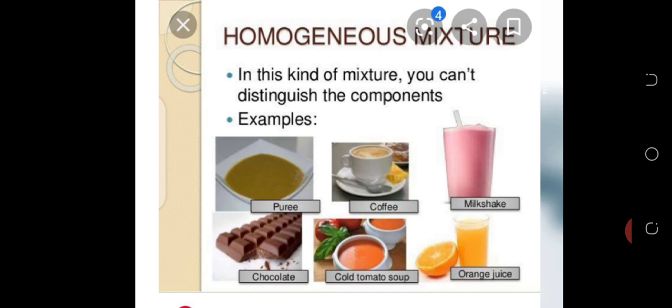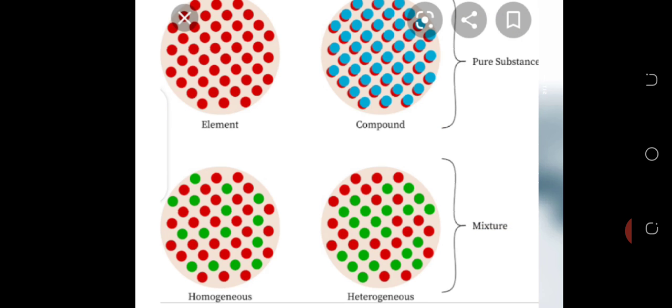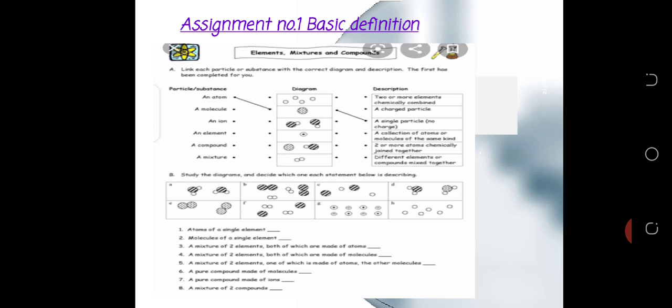Homogeneous mixtures, in this kind of mixtures, you cannot distinguish the components. Yes, in coffee, puree, milkshake, chocolate, cold tomato soup, and orange juice, you cannot distinguish the components. Here is another slide in which you can see elements and compounds, and again mixtures, heterogeneous and homogeneous mixtures.